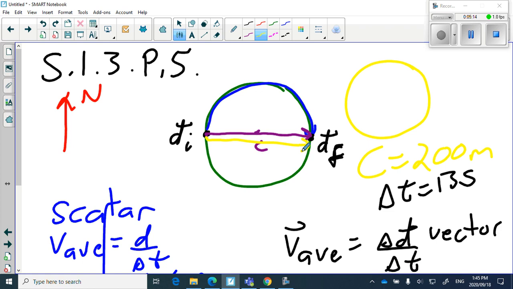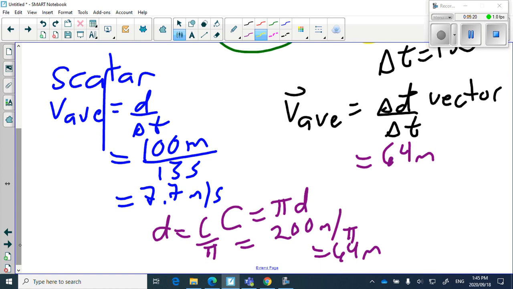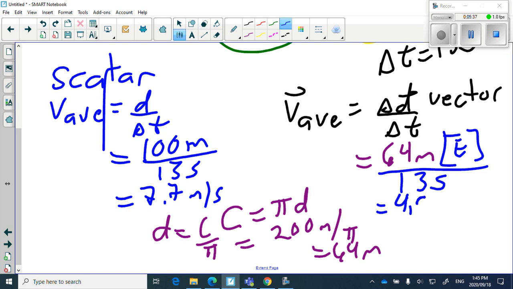Well, this direction is east. So I put east in here. And I divide it by 13 seconds. So 64 divided by 13 is 4.9. Now I got to put the units in, meters per second. So 4.9 meters per second. And I have to put the direction in. So the direction comes right down. East. That's the way it works. Yes? Okay, all right. I love questions.